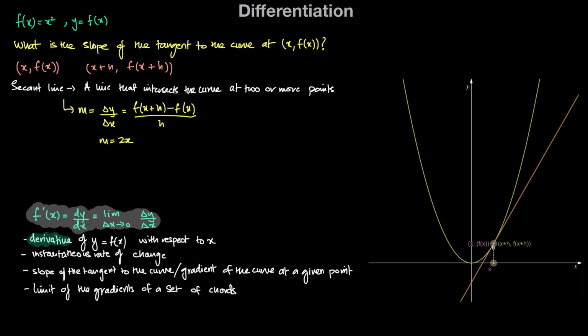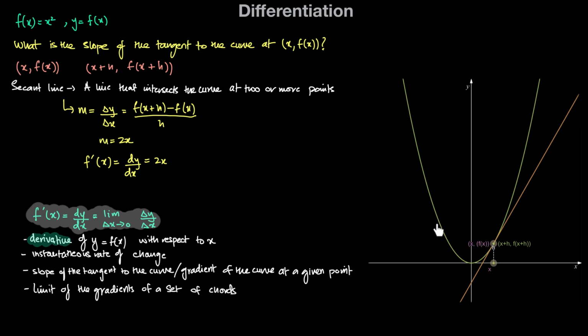So for our given example, we can say that the derivative of the function f with respect to x, that is f prime of x, is equal to dy over dx. Since y is equal to f of x, that's the derivative of y with respect to x, and that is equal to 2x. And this 2x represents the slope of the tangent to the curve, or the gradient of the curve, at a given point x comma f of x.